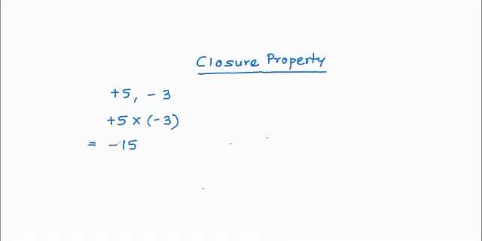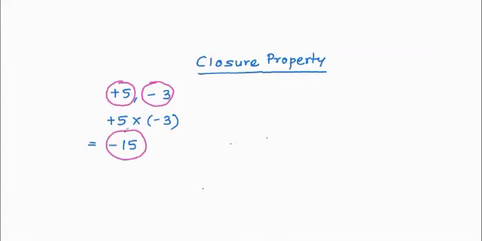Now here we can see that plus 5, minus 3, and minus 15, all three numbers are integers. Hence we can say that in this case, integers are closed under multiplication.